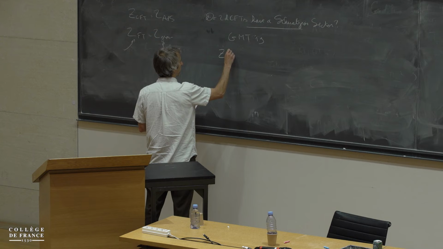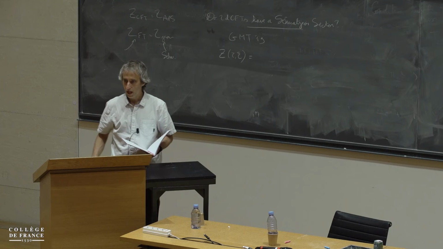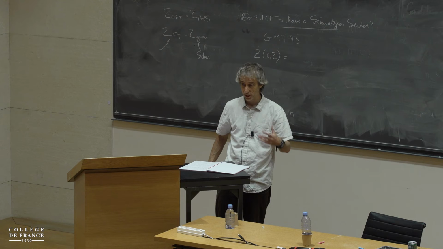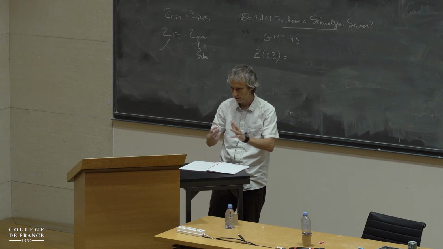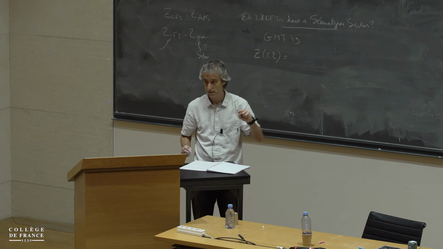So they considered a CFT partition function. The question is, can you find sufficiently generic CFTs with certain assumptions? For example, large central charge, having a gap in the spectrum, a twist gap, for example, that the vacuum is the only state with H equal. So with certain conditions, can you find a regime in which a partition function collapses to the Schwarzian partition function?